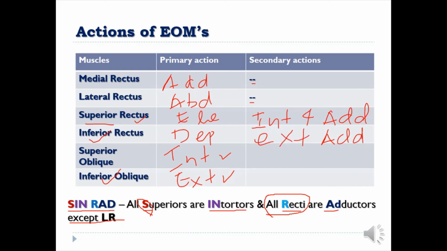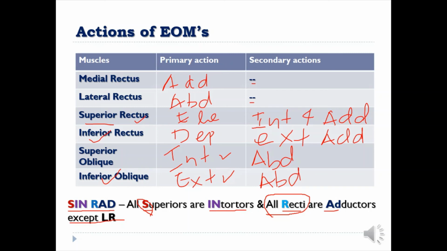So that inferior rectus is extortion, right? So now we completed the secondary actions of superior rectus and inferior rectus, right? All superiors are intortus. If superiors are intortus, inferiors are extortus. All recti are adductors. That means if recti are adductors, obliques are abductors, right? So this oblique is abductor and this oblique is also abductor.